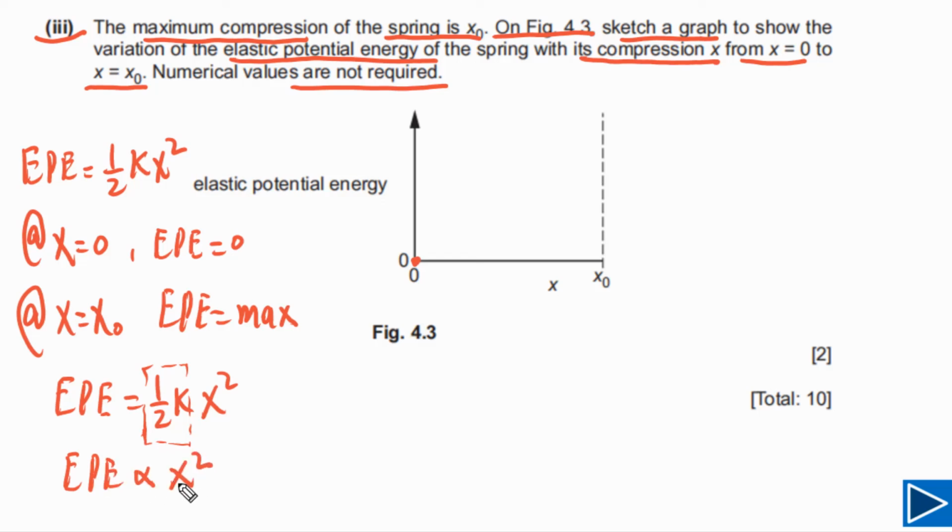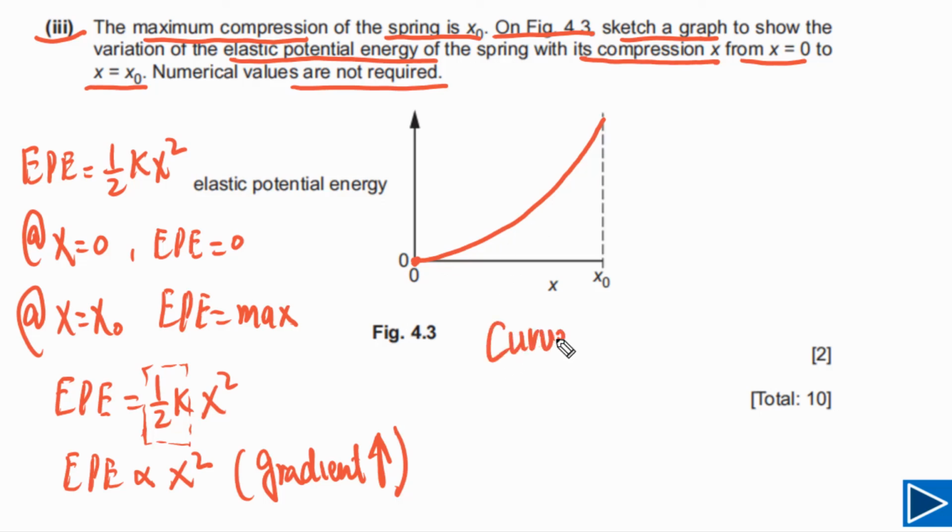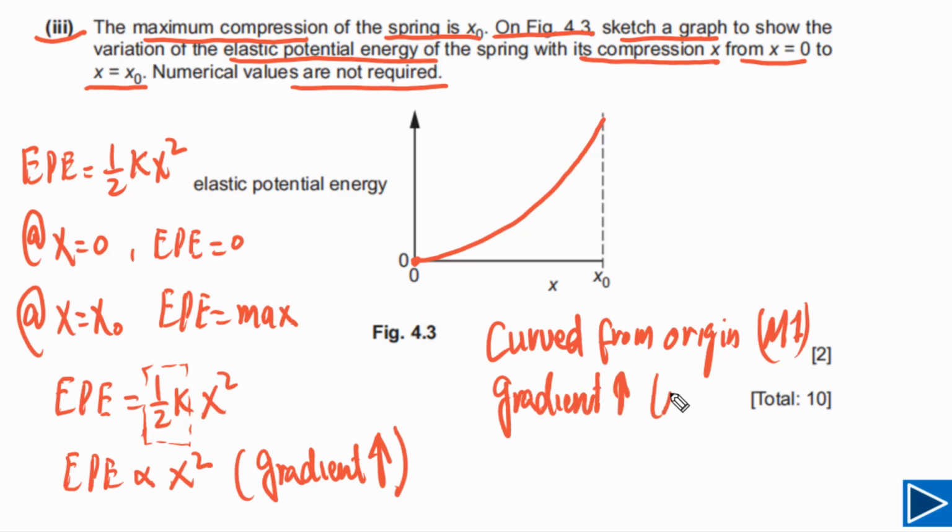So the shape of the graph has to be parabolic, or simply we can say the gradient of the graph has to increase with x. So we can sketch the shape of the graph as parabolic, with increasing gradient. You can sketch the graph like this. If you have sketched like this, it has to be a curve. You will get 1 mark for a curve from the origin. This is the first mark, and this mark is an M mark. It has to be curved. If you draw a straight line, you will get 0 marks. And the second mark is if the gradient is increasing. That is the answer mark. So 2 marks for this question.